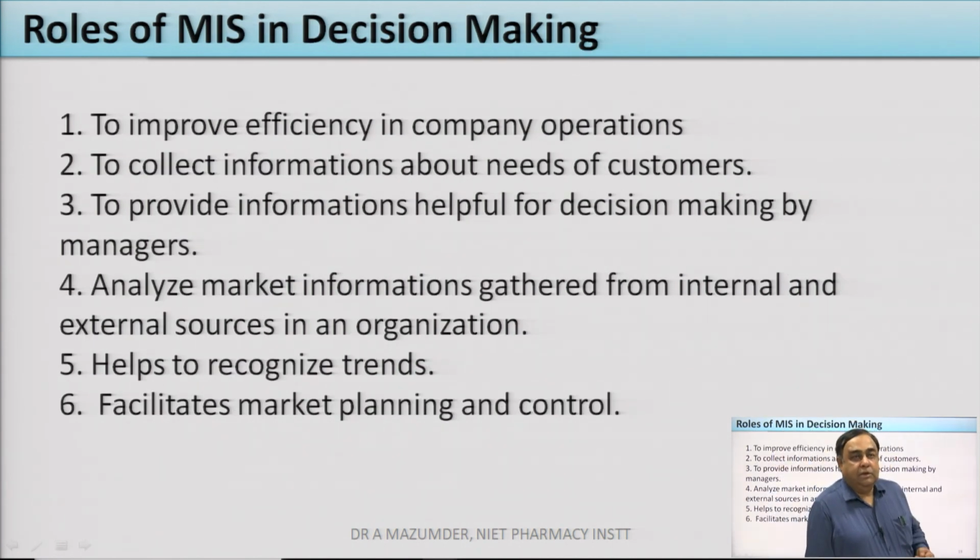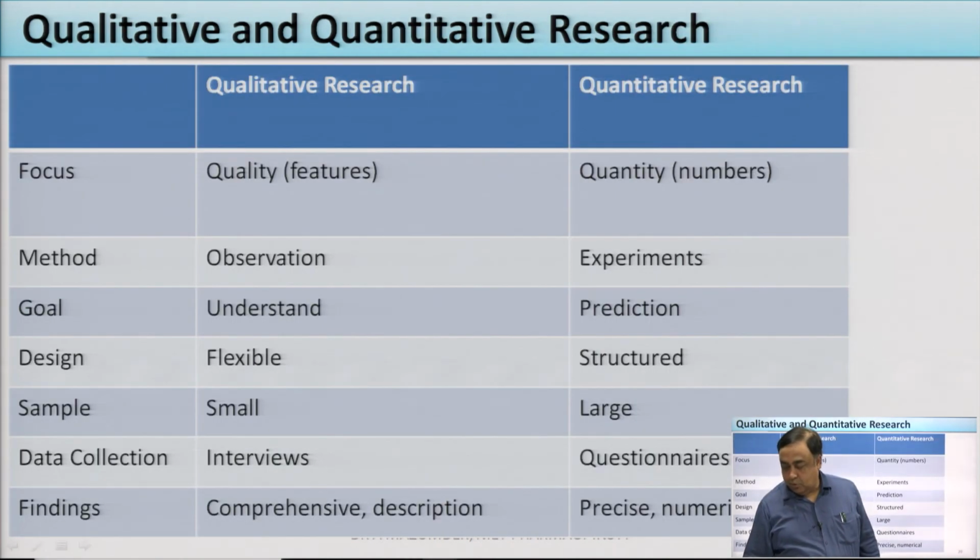Roles of MIS in decision making: to provide efficiency in company operation, to collect information about the needs of the customer, to provide information helpful for decision making, analyze marketing information gathered from internal and external source of organization. It helps to recognize the trend, facilitates proper marketing control.